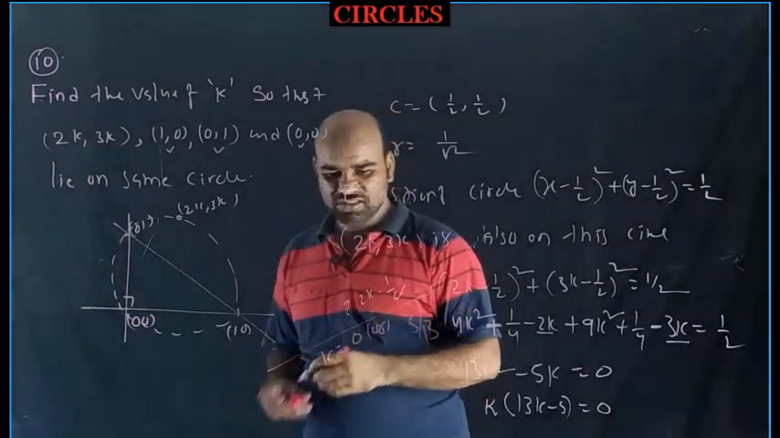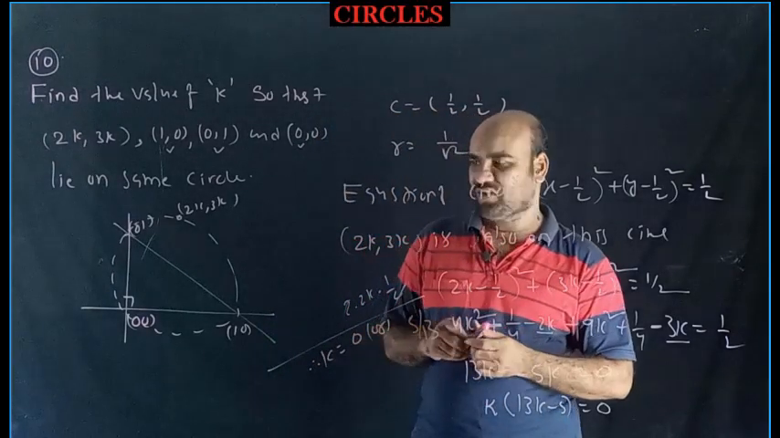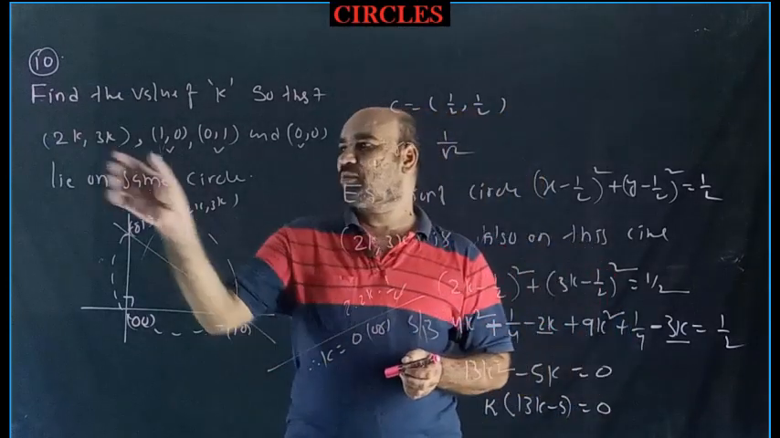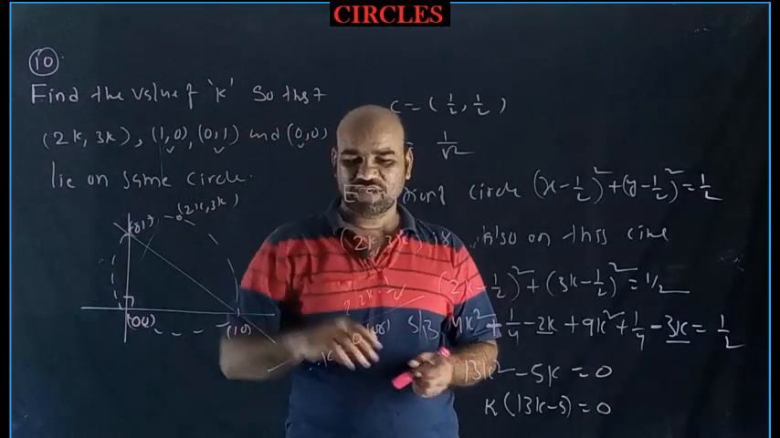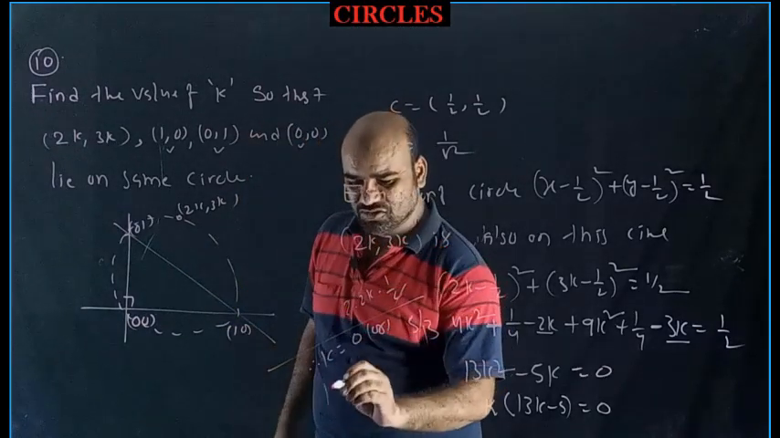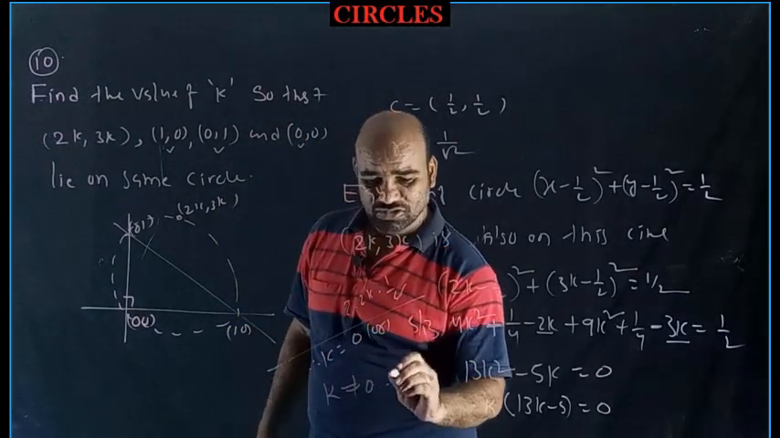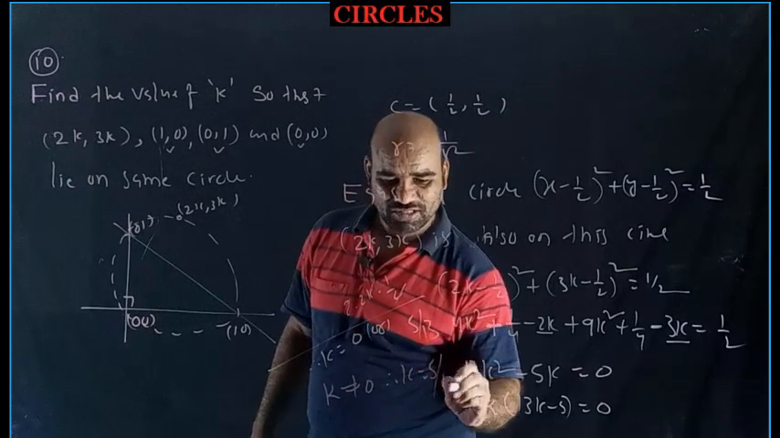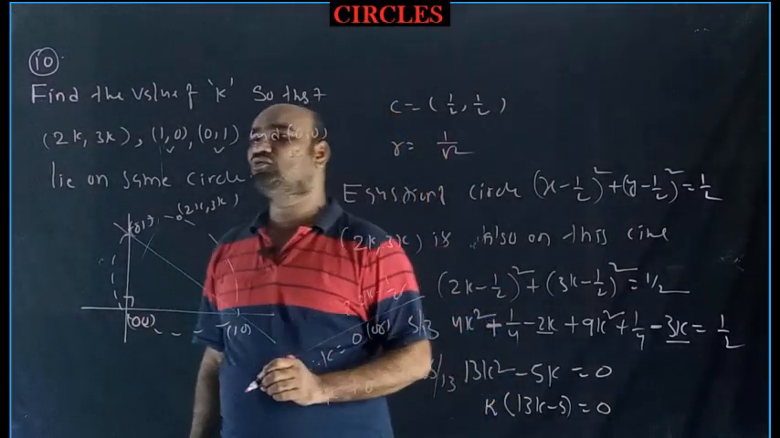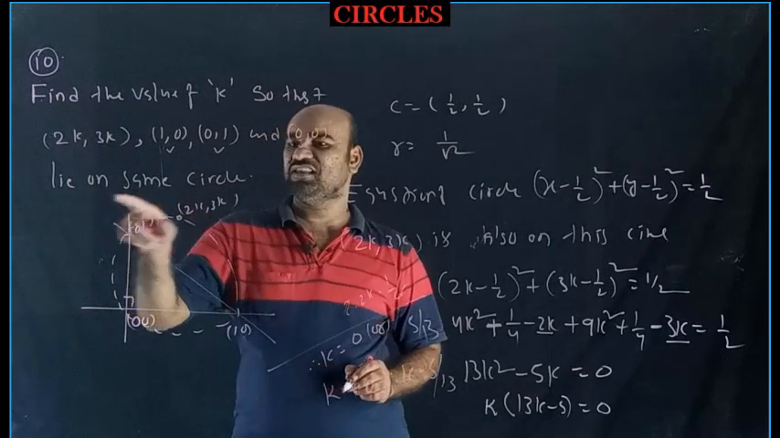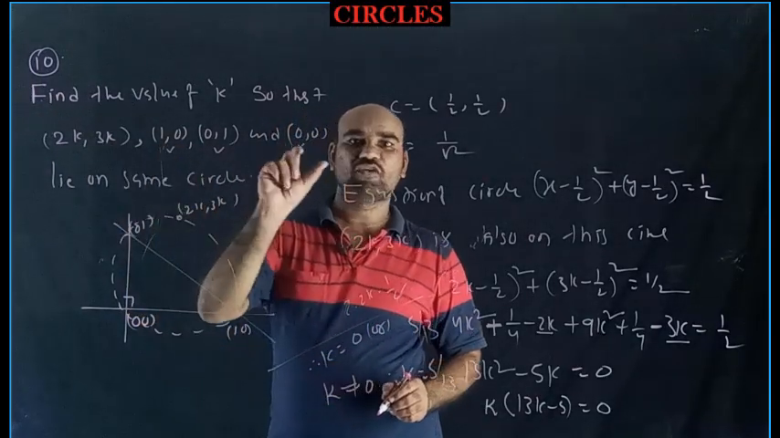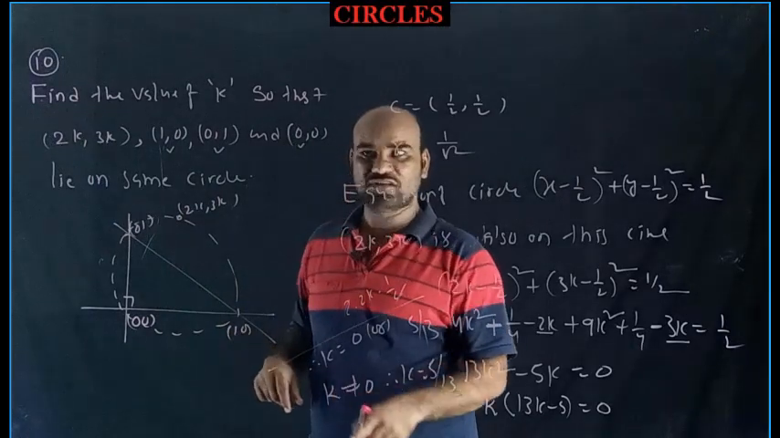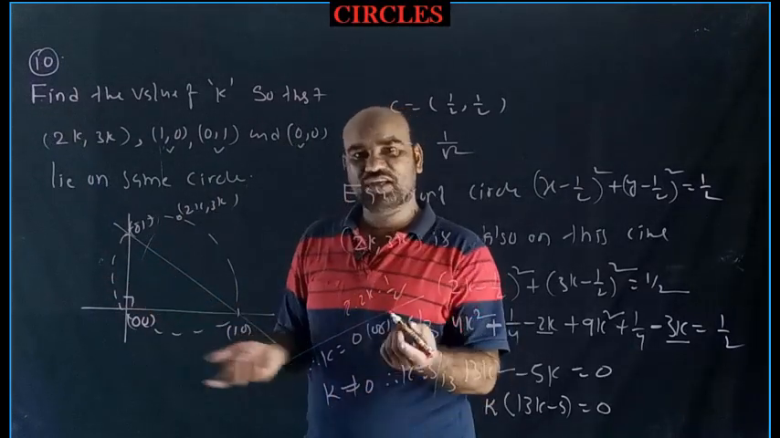I think k equal to 0 is not a required value of k. If k is taken as 0, the point becomes (0,0), so the point coincides with this. That's why I think k is not equal to 0. K is not equal to 0. Therefore, k equal to 5 by 13. Find the value of k so that these points lie on the same circle, if assuming these 4 are distinct points, I can't take k as 0. If nothing is mentioned like that, you can take k equal to 0 also.